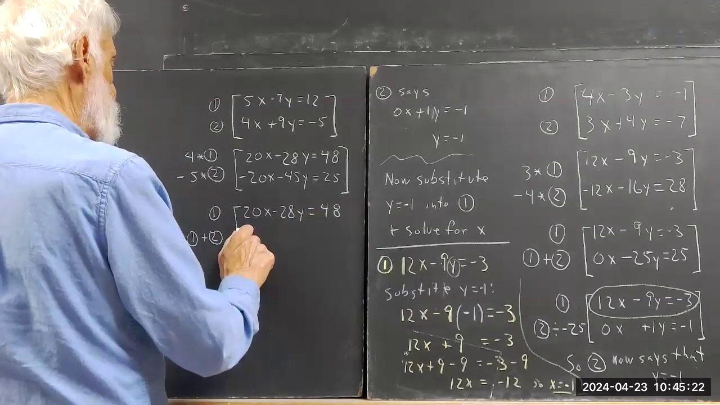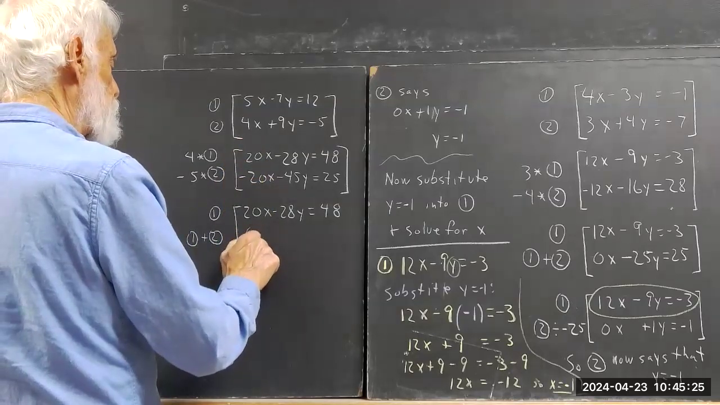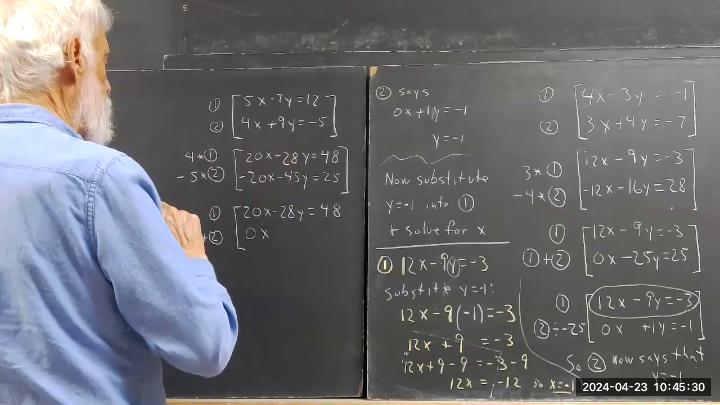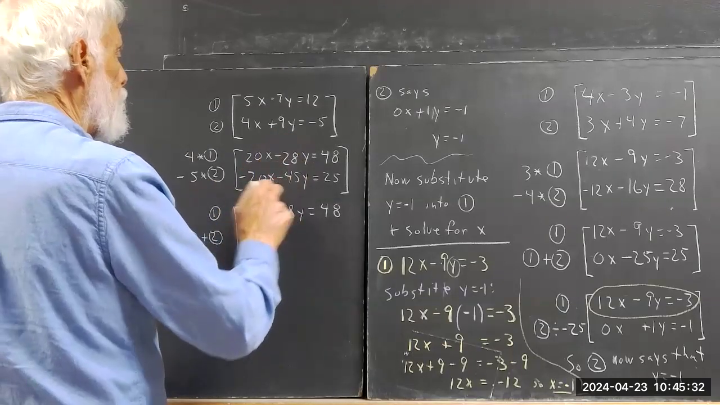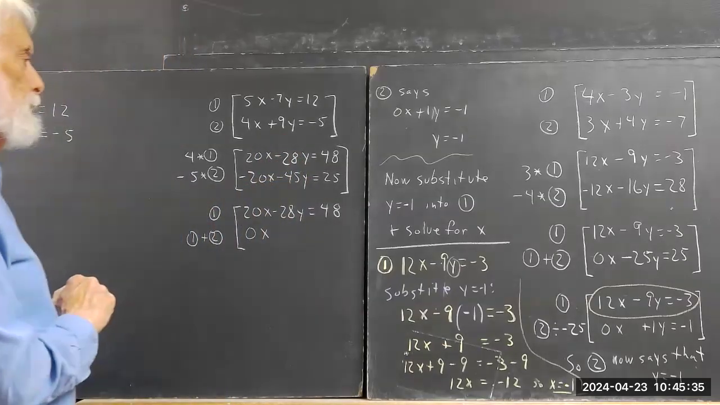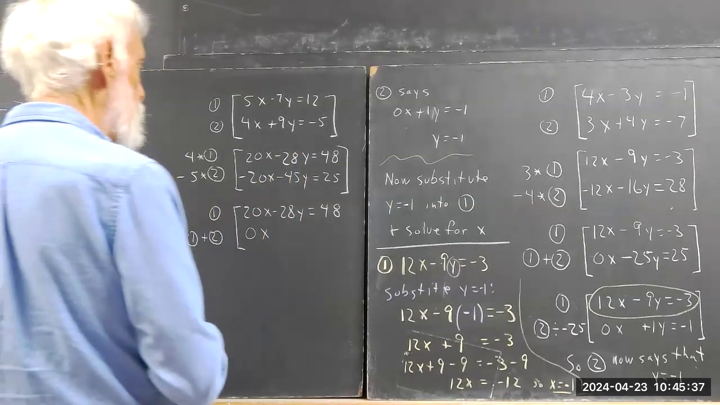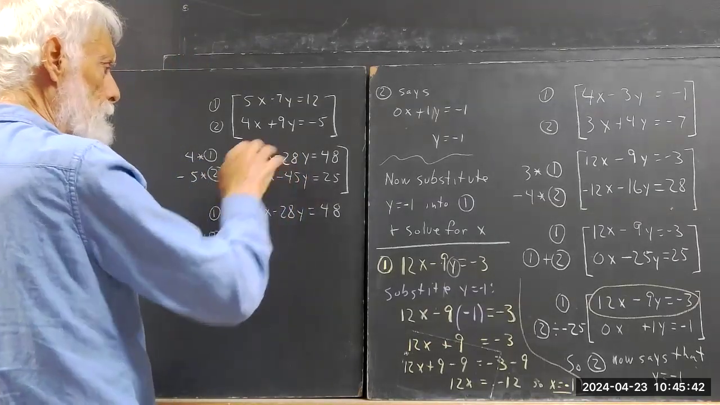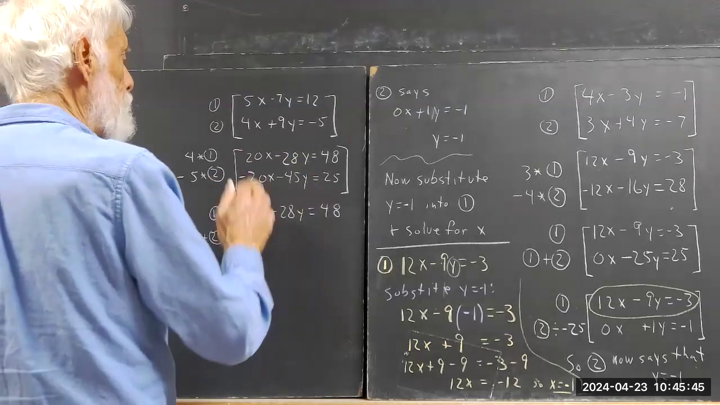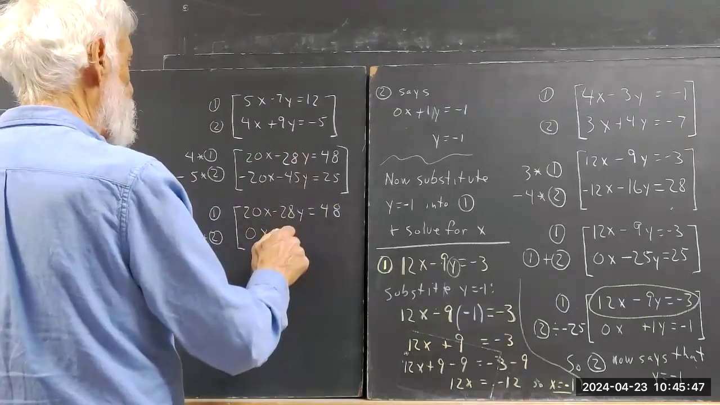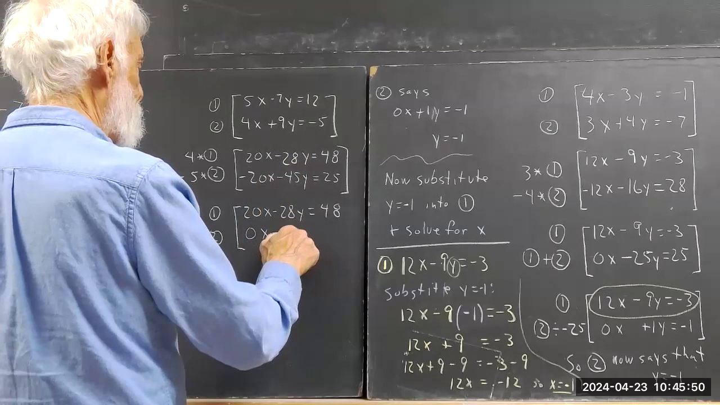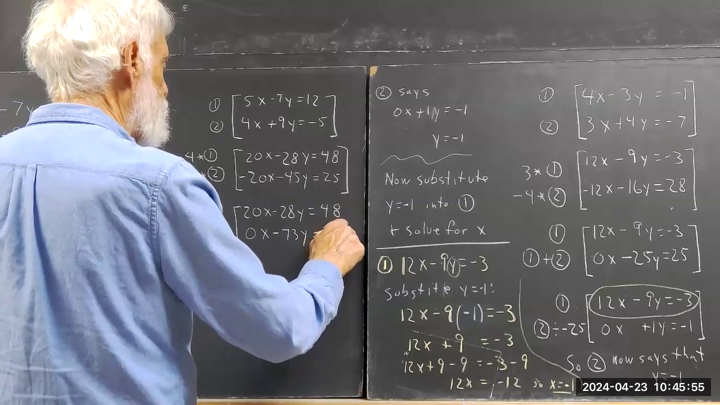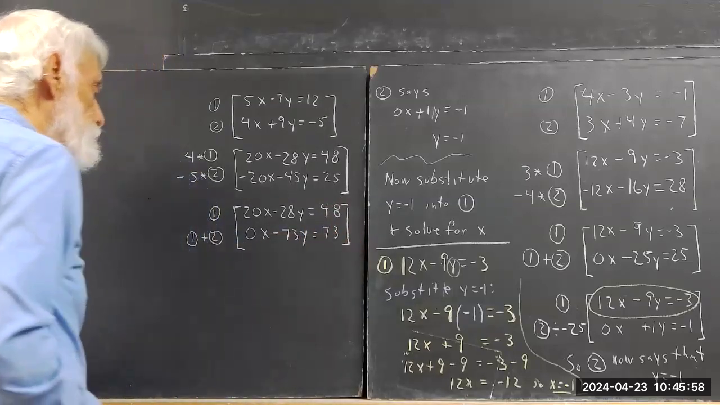Then I've got 20x minus 20x is 0x. Negative 28 minus 45. Now let's be sure here. Yeah, negative 28 minus 45. I think somebody had an arithmetic error in putting these together, missed a minus sign or something. It had the right stuff. You got to be careful. And that's going to give me negative 73y. And then 48 and 25 is 73.